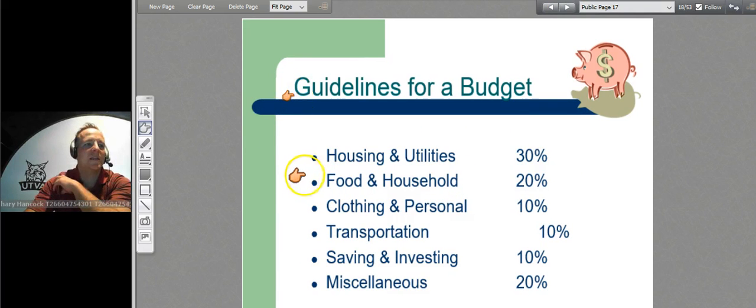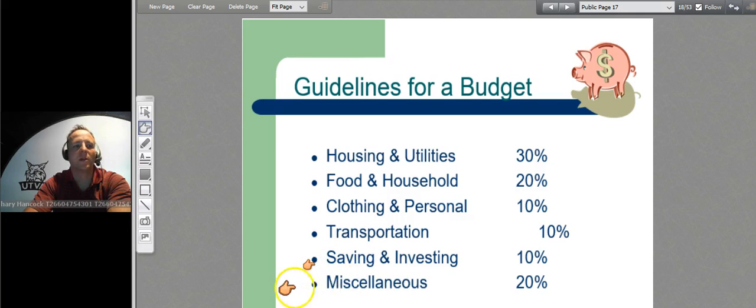Okay, here are some guidelines for a budget. If you had a house, your house and utilities should be about 30% of your budget. So if you make $1,000, $300 would be for house and utilities. $200 would go for food. Clothing and personal would be $100. Transportation would be $100. Saving and investing would be $100, and miscellaneous items would be 20%.